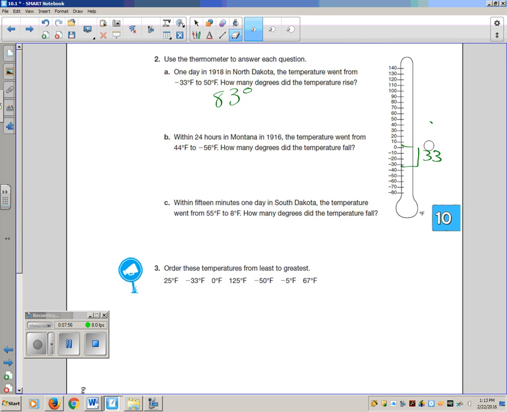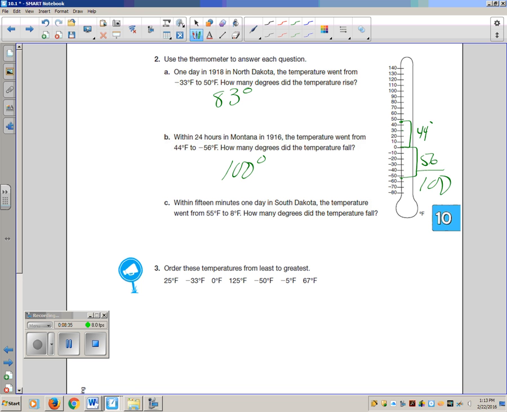Clear this up. Within 24 hours in Montana in 1916, the temperature went from 44 degrees to negative 56. Here's 44. Technical difficulties. And negative 56. It's way down here. So from here to here, that's 44 degrees. From here to here is 56. You add those together, that's a 100-degree difference between the two.